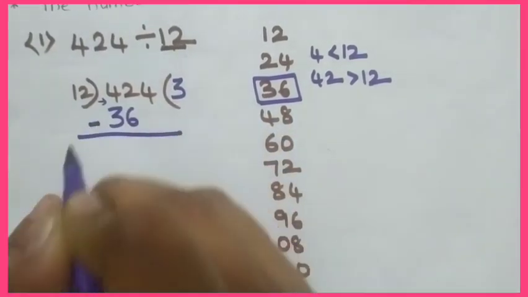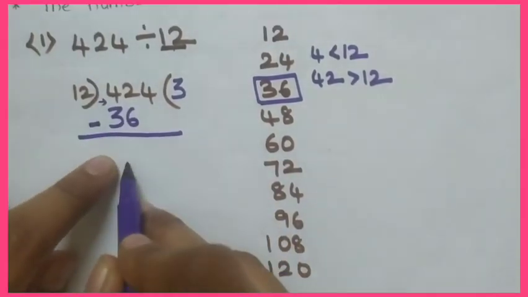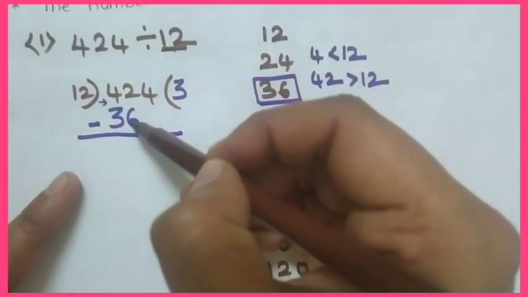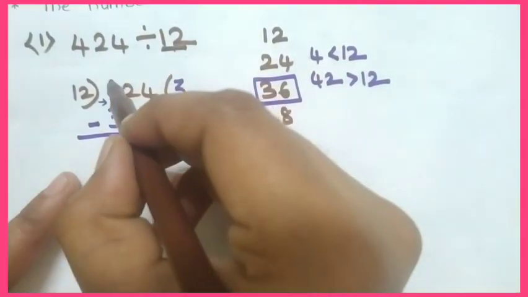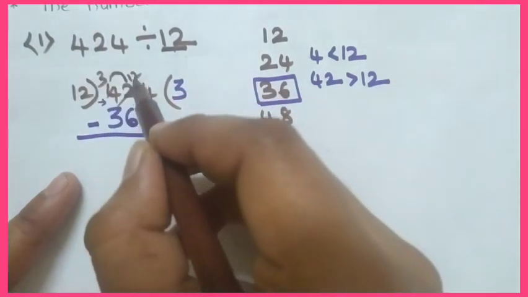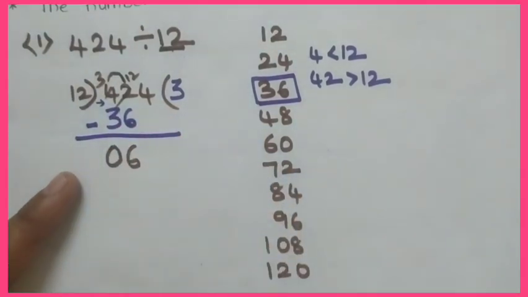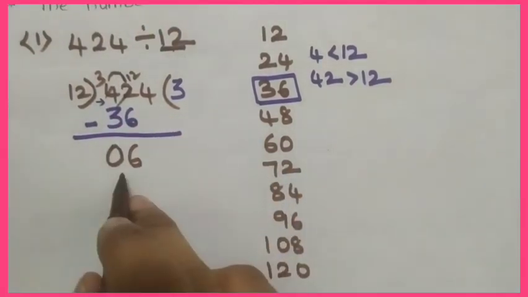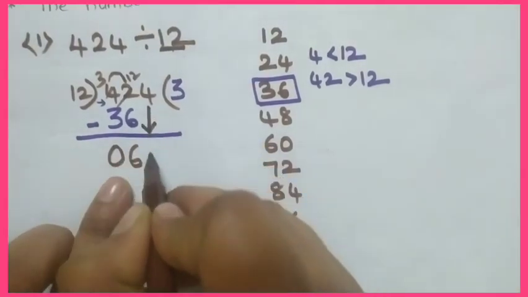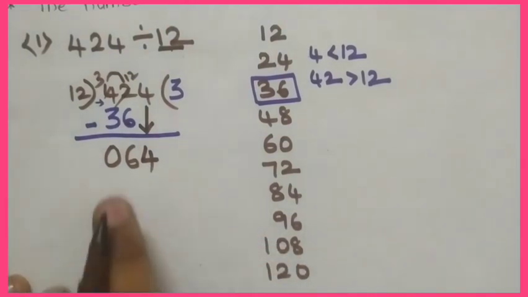Now we have to do subtraction. When you are writing these, you have to write in a line. Okay, do subtraction. From 2 we cannot subtract 6, so we have to take borrow. It will be 12. This 4 will become 3. 12 minus 6 is 6 and 3 minus 3 is 0. Okay, up to here we have completed. Now we have to take these 4 here. Okay, it will be 64.